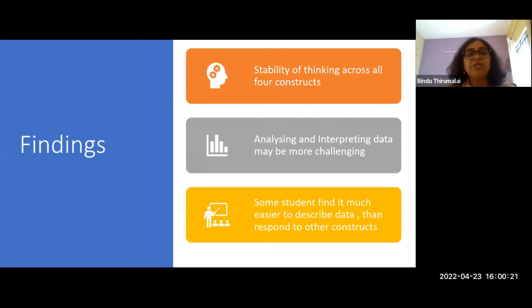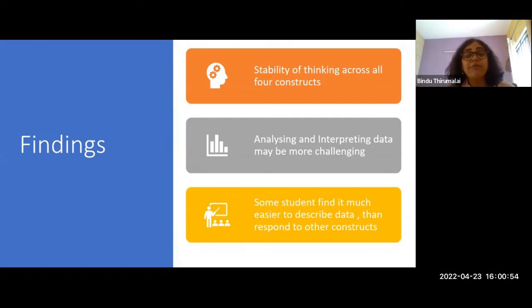The second finding, which is obvious, is that analyzing and interpreting the data may be the most challenging for students. So some of them may be in level 3 thinking in different constructs, but they were levels lower in the analysis construct. So that is the most complex. And the flip side is some students find it easier to describe data. Describing data was at the highest level.